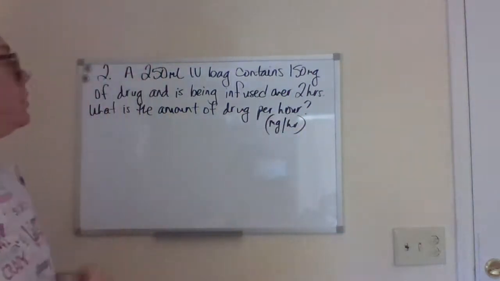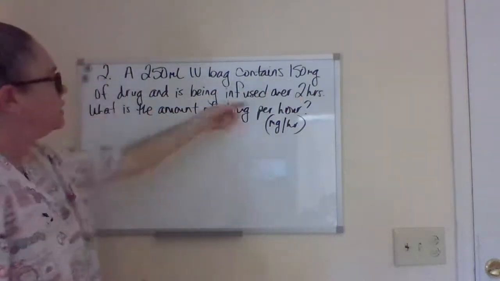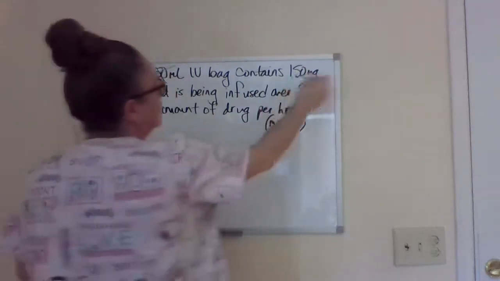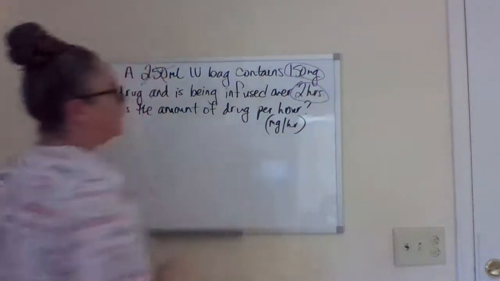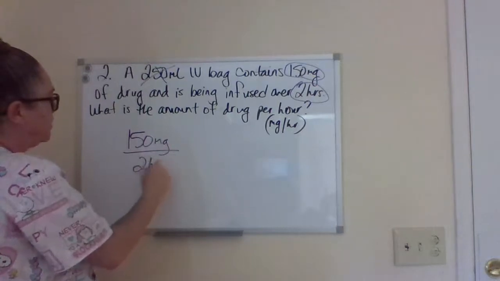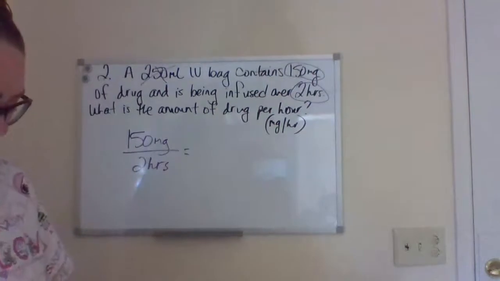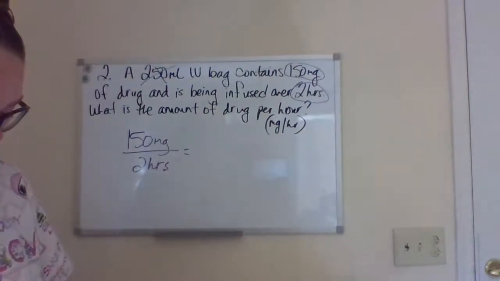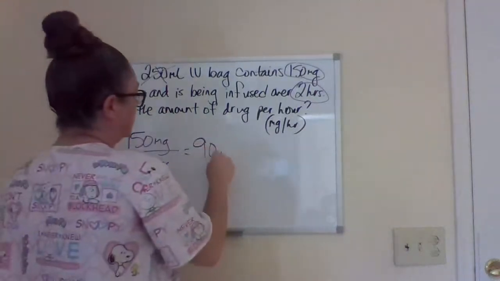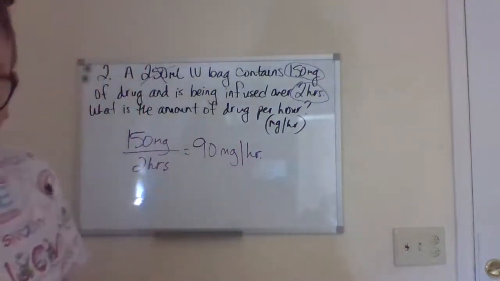So the next one, a 250 ml bag, contains 150 milligrams of drug. It is being infused over 2 hours. So again, the size of the bag is irrelevant. We're looking at the drug amount and the hours. So 150 milligrams divided by 2 hours. And our patient is getting 90 milligrams per hour of drug.